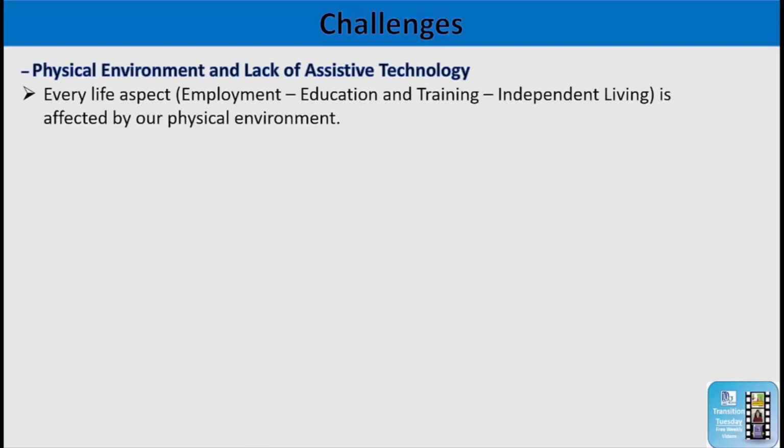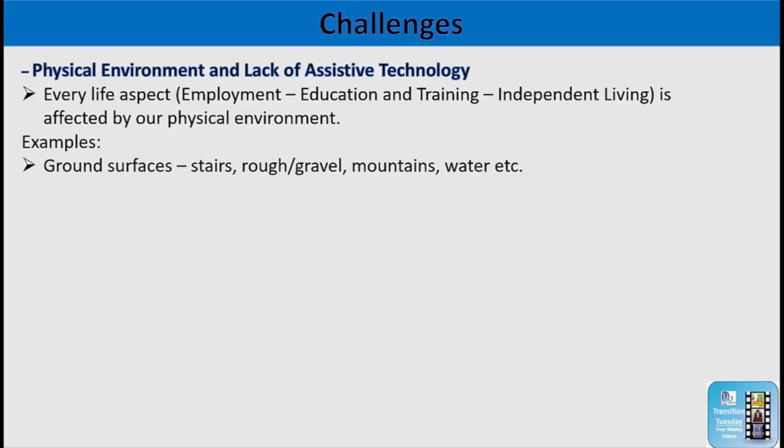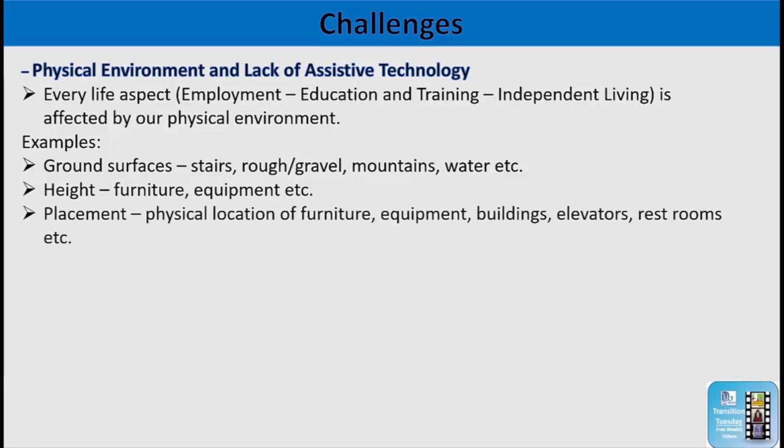Every aspect, employment, education and training, independent living, is affected by our physical environment. Some examples are ground surfaces such as stairs, rough surfaces, gravel, mountains, water, etc. The height of things, furniture, equipment, and those kinds of things. And of course, the placement, the physical location of furniture, equipment, buildings, elevators, and restrooms.